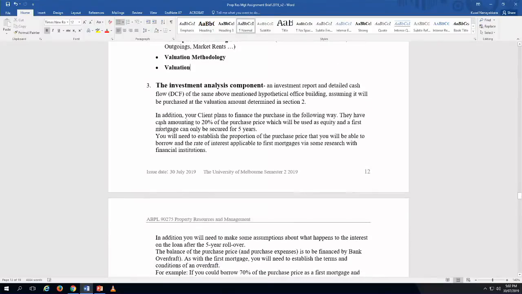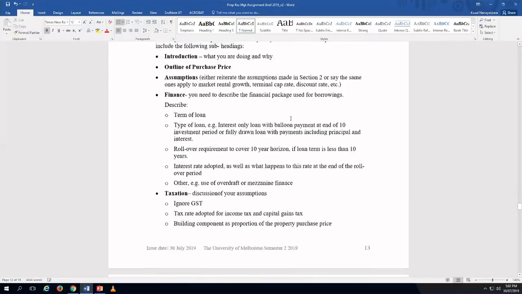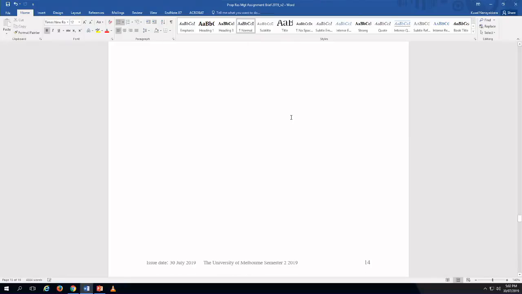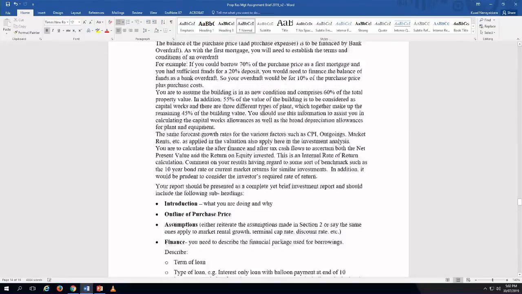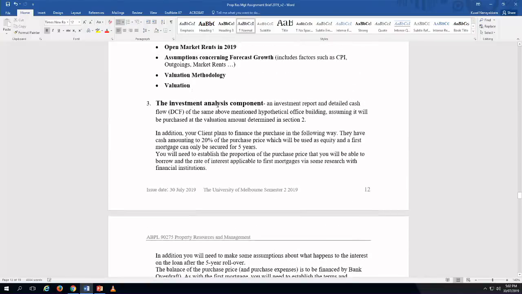And the third part of your report should be the investment analysis component. Right, that's the third part. An investment report and detailed cash flow of the same above mentioned hypothetical office building, assuming it will be purchased at the valuation amount determined in section 2. In addition, your client plans to finance the purchase in the following way.